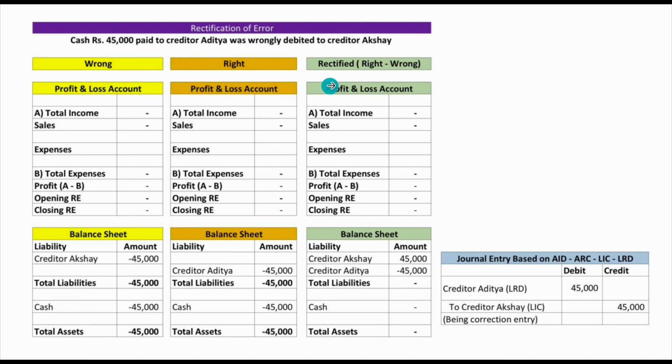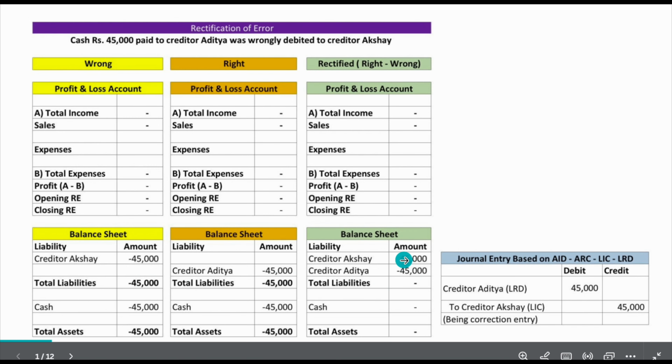Now let us pass the rectification entry, which is basically right minus wrong. So here for creditor Akshay, in the right column there is 0. So 0 minus 45,000 is plus 45,000, and creditor Aditya is minus 45,000 minus 0, which is minus 45,000. So total liability is 0, that is plus 45,000 minus 45,000, and for cash, minus 45,000 minus minus 45,000, that is minus 45,000 plus 45,000 is 0. So total assets is 0.